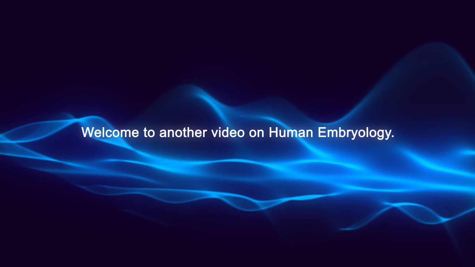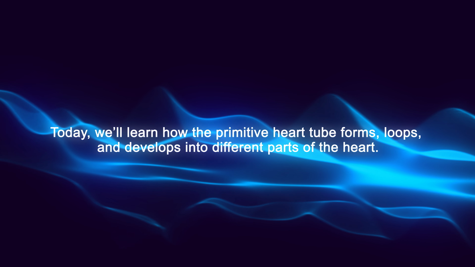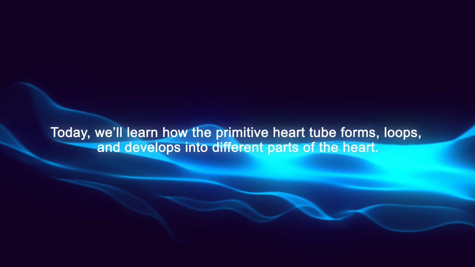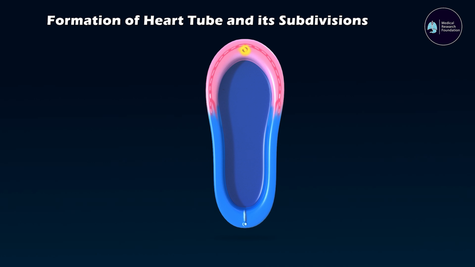Welcome to another video on human embryology. Today we'll learn how the primitive heart tube forms, loops, and develops into different parts of the heart. Let's begin. Formation of the heart tube and its subdivisions.